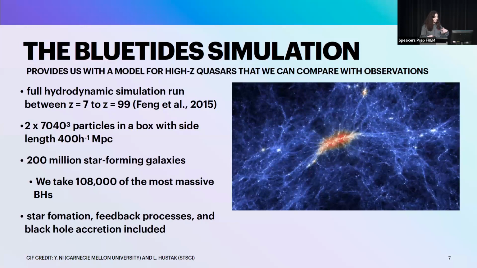It has 200 million star-forming galaxies. So you might begin to think, okay, with all these galaxies, there's got to be some of those that have quasars that we can compare our observations to. And we take 108,000 of the most massive of those black holes to actually plot out the distribution and compare them to our observations. And BlueTides includes some really accurate physics, which includes star formation, feedback processes, and black hole accretion. So that's really good. We're making sure that we're getting the most accurate simulations of our early universe that we can get, at least currently.